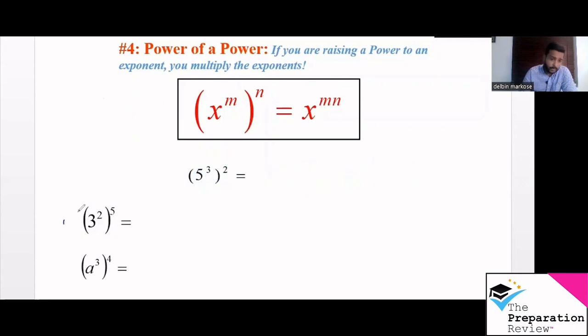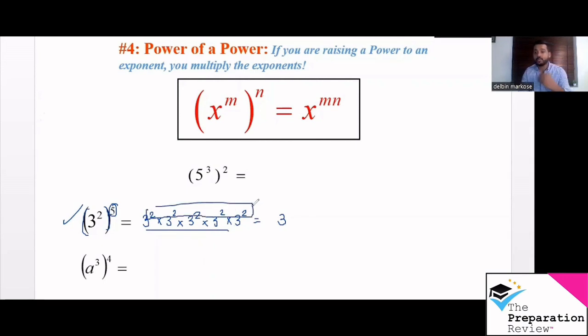Now, what about this one? What's the meaning? 3 squared, how many times are we multiplying? 5 times, if I use the logic. 3 squared times 3 squared times 3 squared times 3 squared times 3 squared. So I can apply the same rule, x to the power m times x to the power n, that will be x to the power m plus n. The bases are same, so you can add all of it. So 2, how many times are we adding? 5 times: 2 plus 2 plus 2 plus 2 plus 2, that will be 10. And it makes sense also. If I apply this rule, this is x to the power m raised to n.